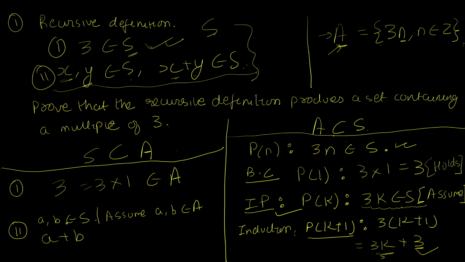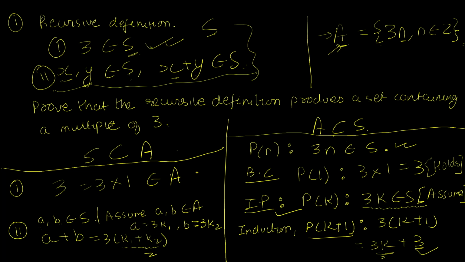Now since I've assumed both A and B have the property of being divisible by 3, I'll just say A is equal to 3 times some K1 and then B is equal to 3 times some K2. And using this, I want to show that the new element A plus B that is formed using this rule also satisfies the property that I'm looking for. So A plus B is just equal to 3 times (K1 plus K2). And we know that this sum K1 plus K2 is also an integer. So we can confidently say that 3 times something is a member of A.